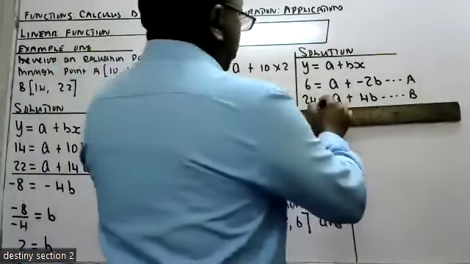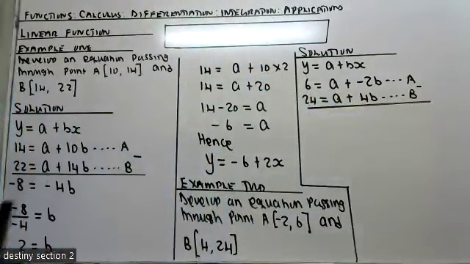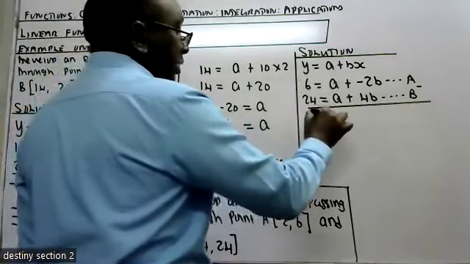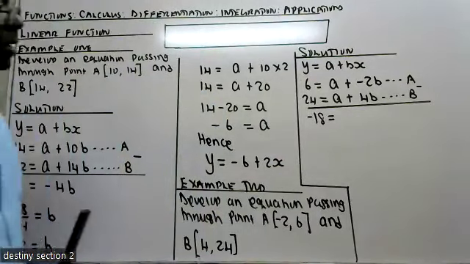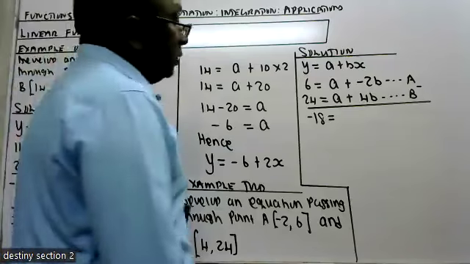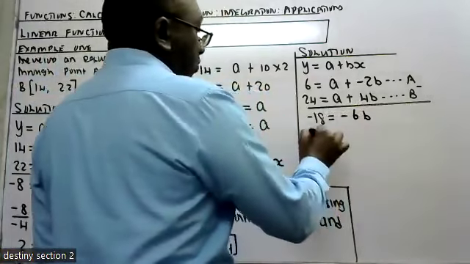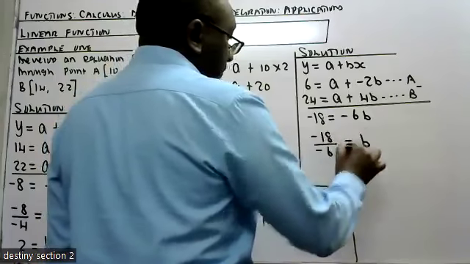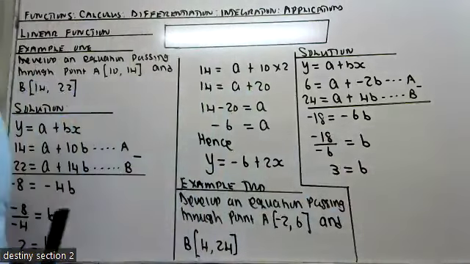Now again, you subtract here. When you subtract, 6 minus 24 is negative 18. A minus A becomes 0. Minus 2 minus 4 is minus 6B. Then you proceed: negative 18 divided by negative 6 is B. And this gives us the value of B as 3.